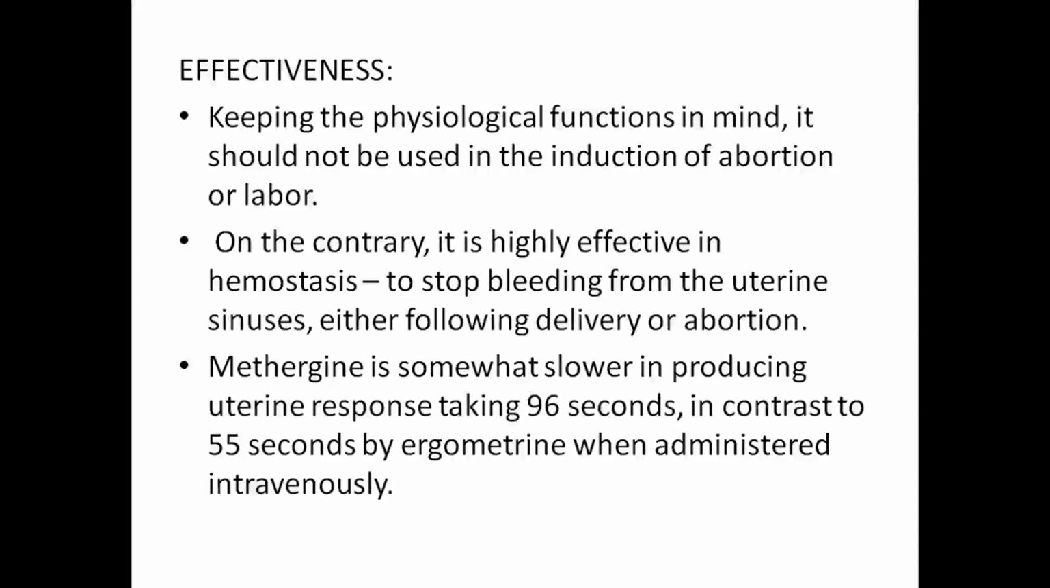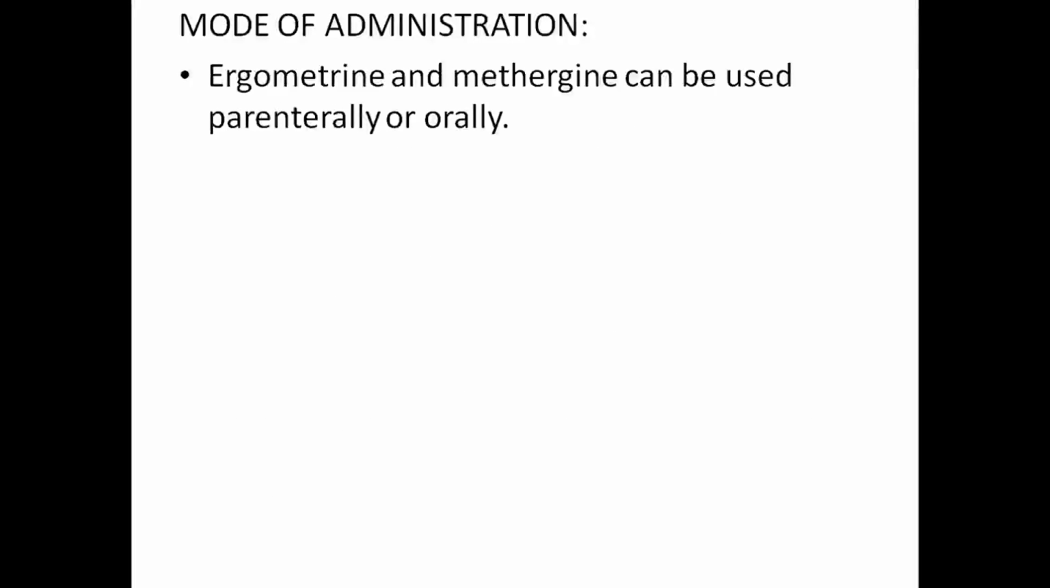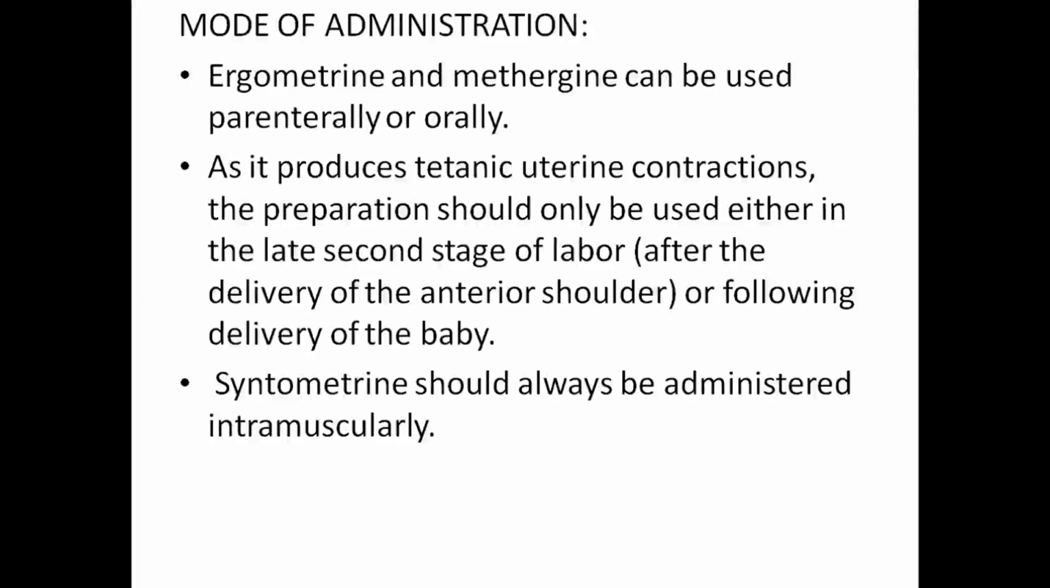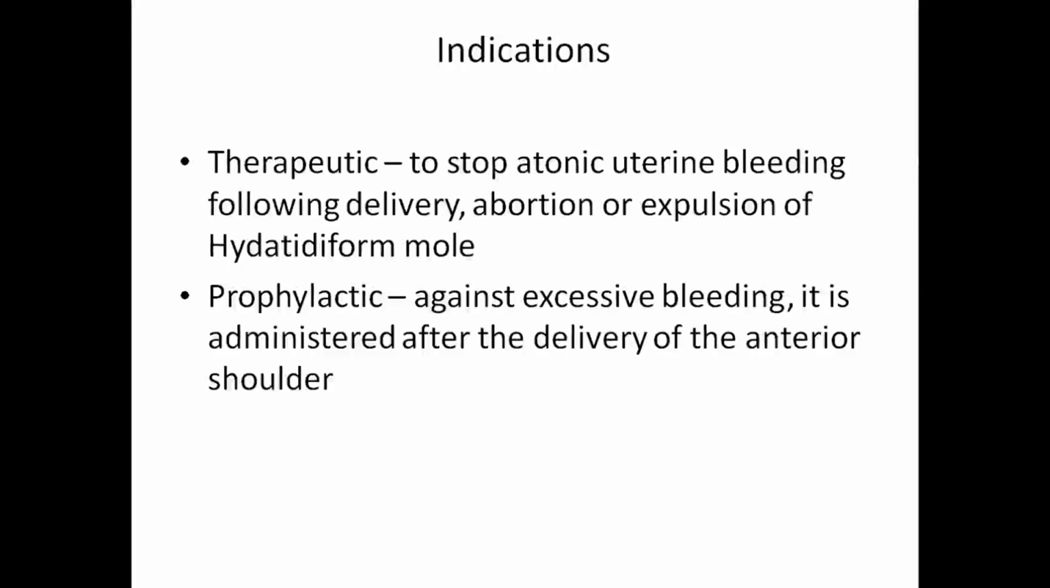Methergine is somewhat slower in producing uterine response, taking 96 seconds in contrast to 55 seconds by ergometrine when administered intravenously. Mode of administration: ergometrine and methergine can be used parenterally or orally. As it produces tetanic uterine contractions, the preparation should only be used either in the late second stage of labor, after the delivery of the anterior shoulder, or following delivery of the baby. Ergometrine should always be administered intramuscularly.